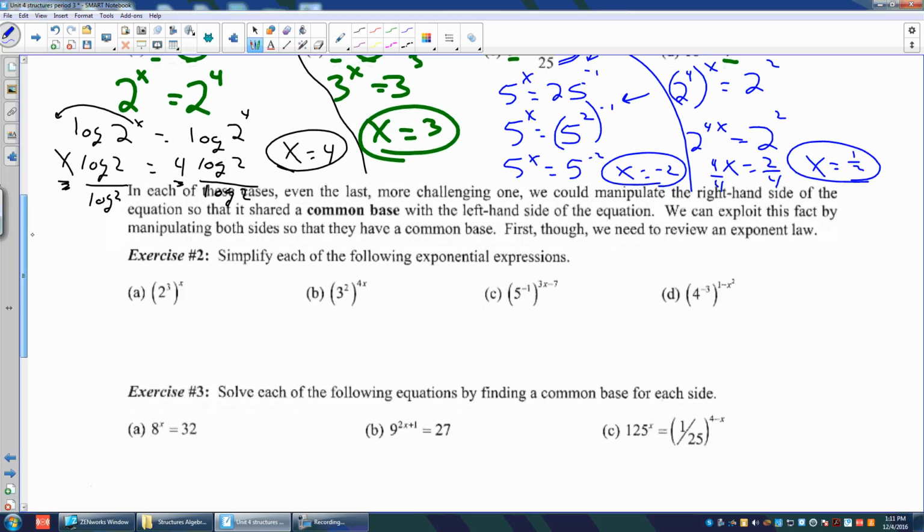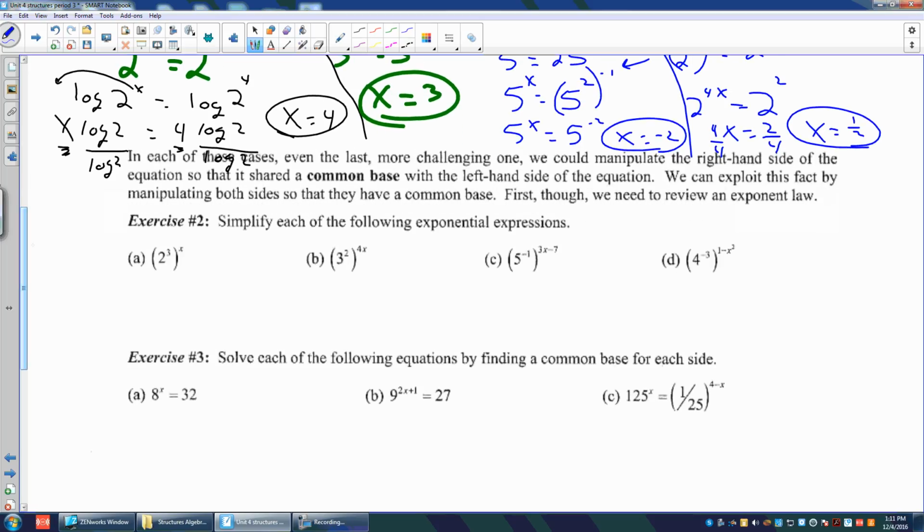First, let's review some of the exponent laws. Remember, this is just 2. We multiply these. That's 3x. Multiply them because it's an exponent. It's nested. Now here, it's 3 to the 2 times 4x, which is 3 to the 8x.